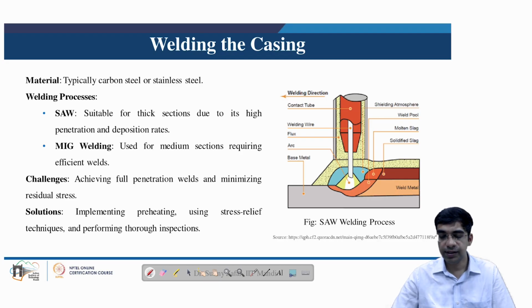And as we know, in submerged arc welding the arc is always submerged in a granular flux, and as the arc melts the weld metal, the flux converts into slag, and the slag prevents further oxidation of the weld zone from the surrounding gases.